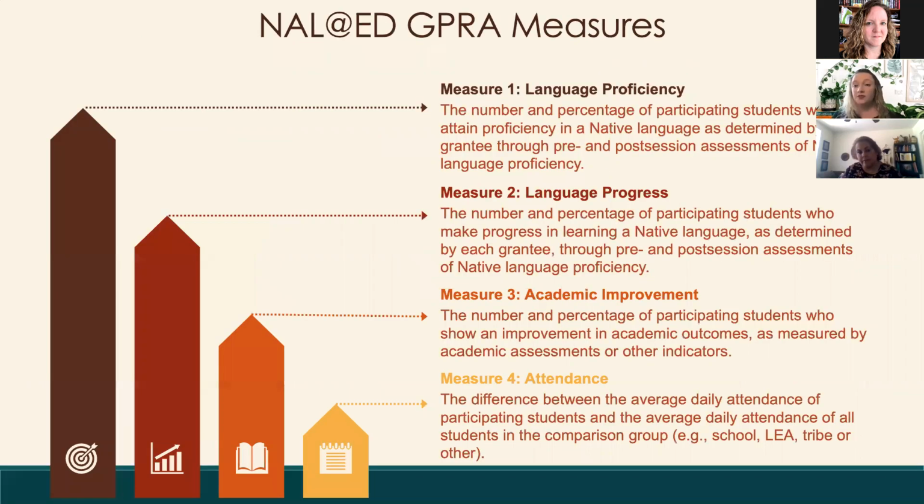Now, I wanted to run through your GPRA just in case there's any confusion or anyone who's not super clear on which ones are your GPRA measures versus your project measures. So for NAL, you have these 4 regarding language proficiency and progress, academic improvement, and attendance. Now, I'm not going to read through the GPRA for each program, but just know that we will, after this, send out this slide deck so that if you need that information, you'll have it available for your reference.